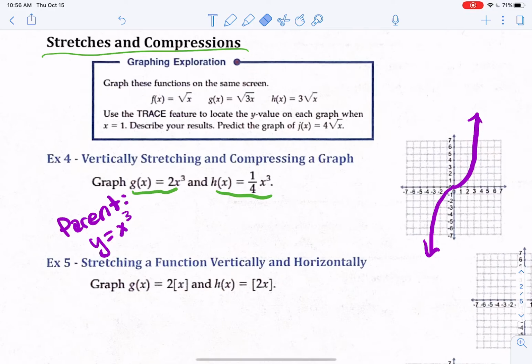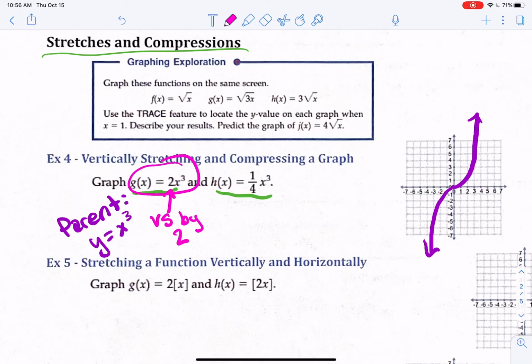So there's my original function, and then if I do this one, let's talk about what that 2 is doing. It is multiplying, so we know that we're doing a stretch or compression, but it is a vertical stretch by 2. And when I vertically stretch something, that's making it taller and skinnier.